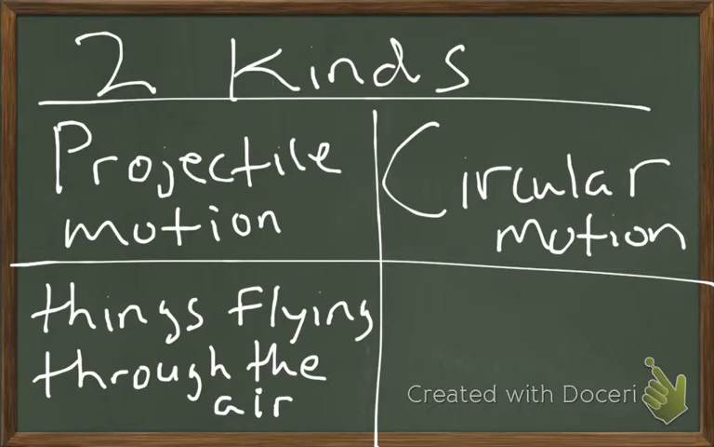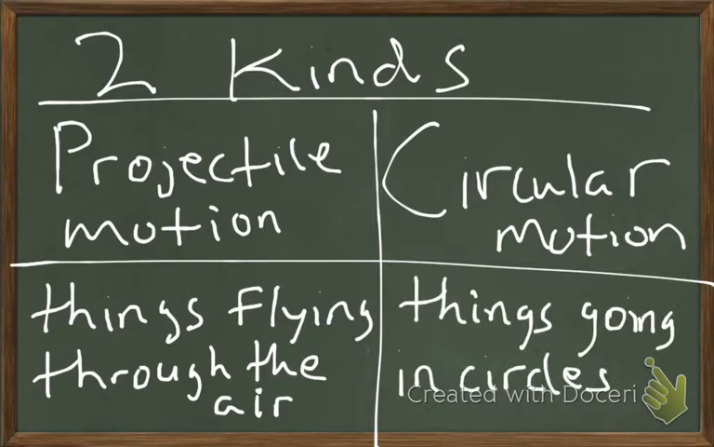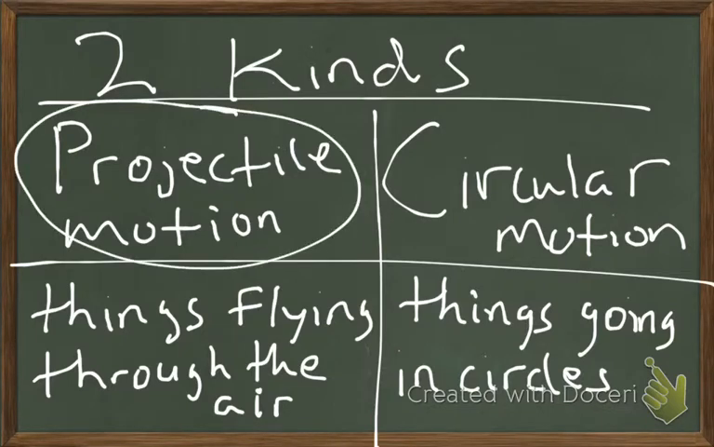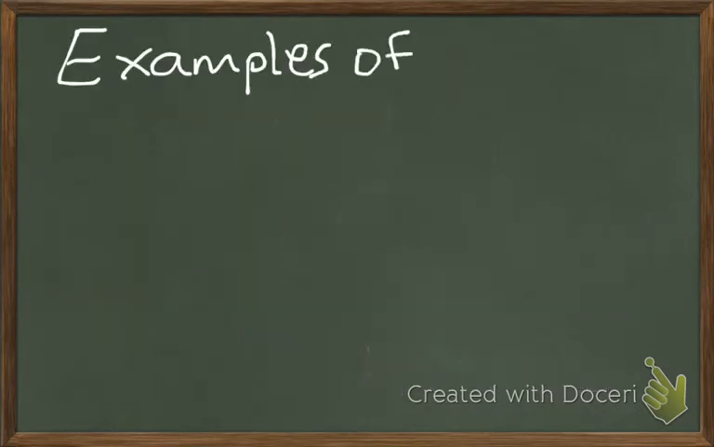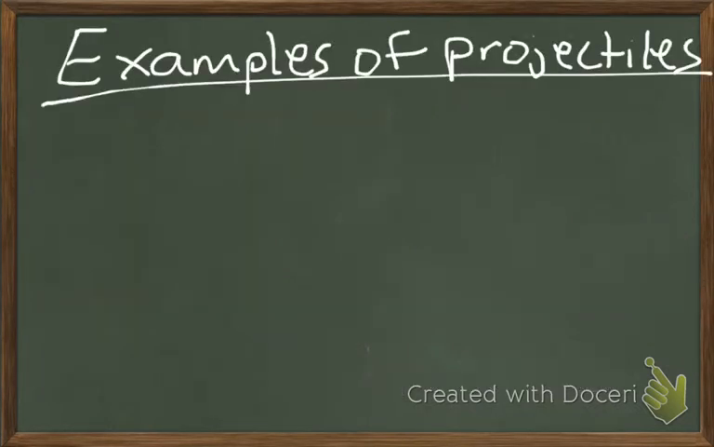And the other one is circular motion. It's exactly what it sounds like. It's things that are going in circles. What we're going to focus on now is projectile motion, this special case, because we can apply a lot of old things that we know, and it's really not too much of a stretch of what we're trying to do here. So let's review, let's talk about examples of projectiles.